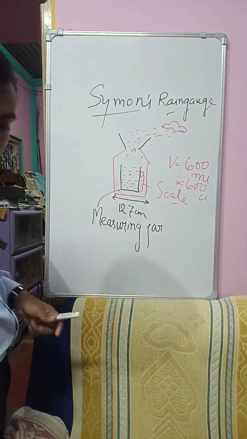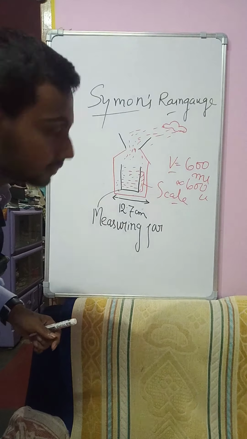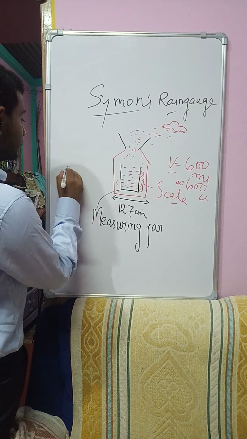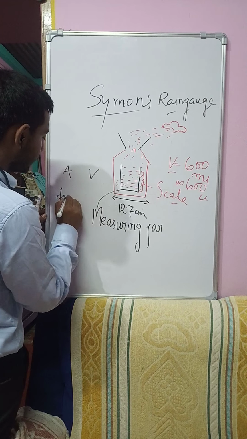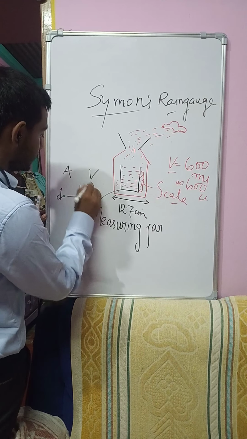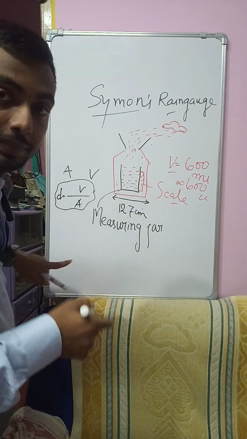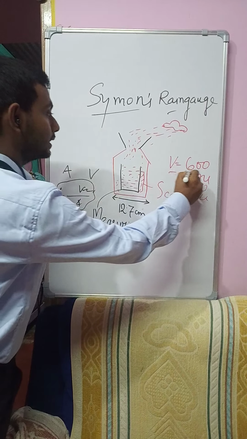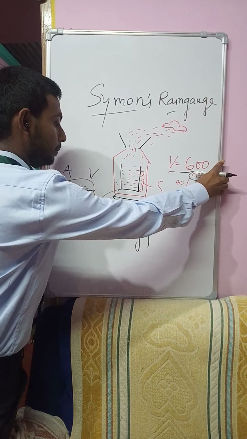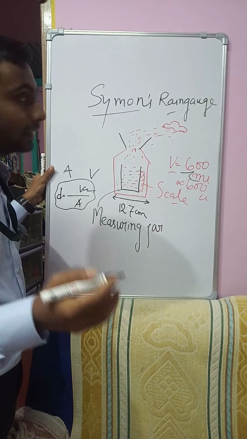If we know the volume and we know the area, then we can easily find the depth: V by A, volume by area. That's so simple, na? But the problem is, which area? Volume I know, 600 ml, it is given in the question. But the fact is, which area will I take into consideration?